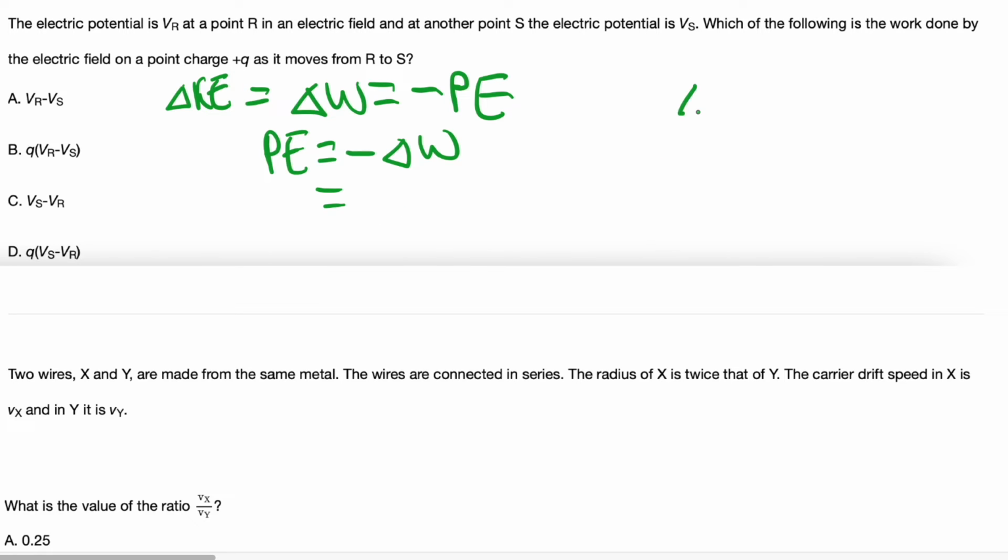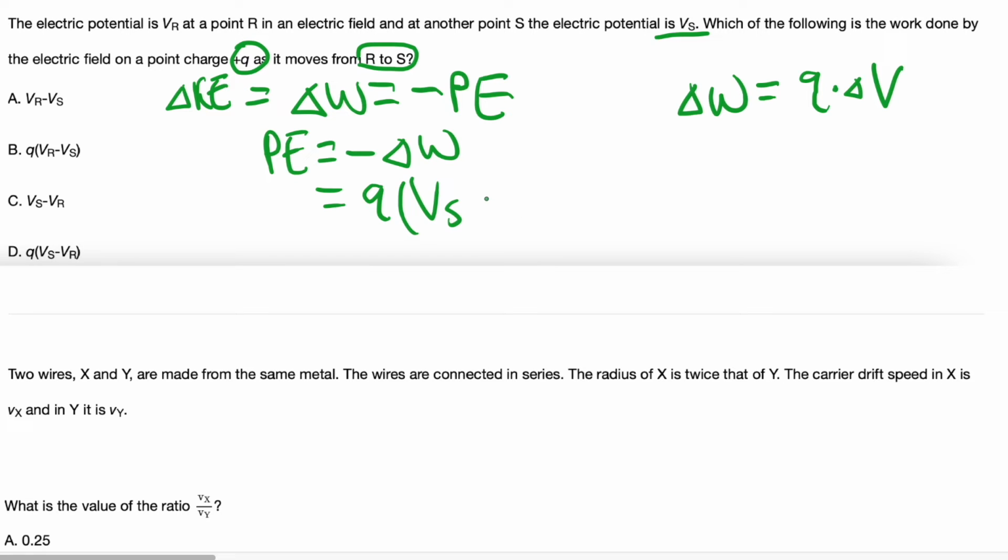So change in potential energy here is going to be equal to negative work done. And work done using electric potential is just equal to charge multiplied by change in electric potential. So here, it will be equal to charge, here a positive charge, multiplied by change in potential. So it moved from R to S. So final electric potential at S is V sub S, and initial electric potential at R is equal to V sub R. And then you have a negative charge here. And this will be equal to Q multiplied by V sub R minus V sub S, right? So you reverse the change in potential, which eliminates the negative sign in front. So the answer will be D, right?